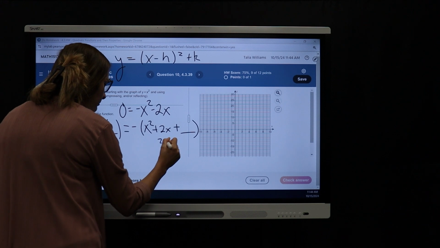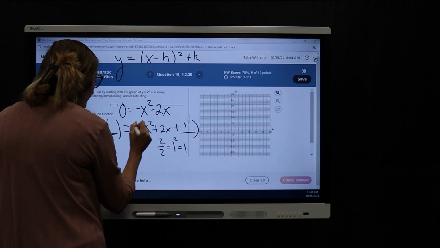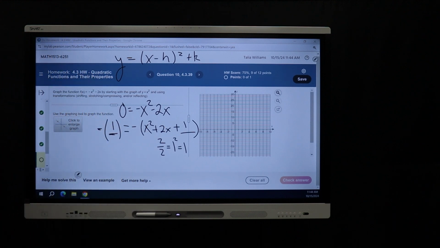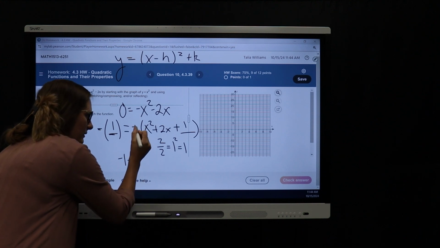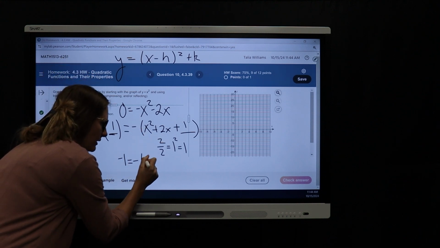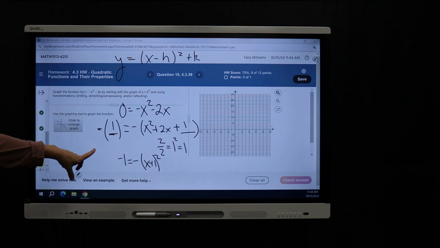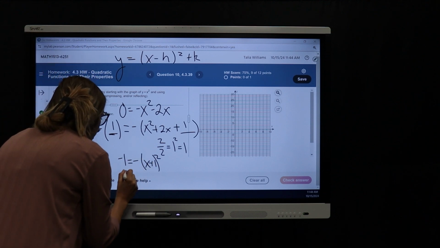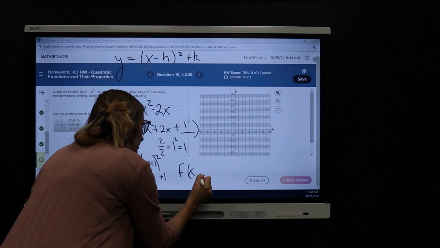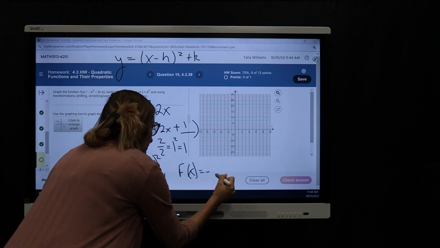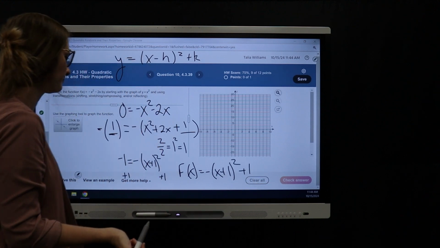So we're going to do our 2 divided by 2, which gives us 1 squared, which is 1. Then we'll rewrite this. So now I have -1 equals negative, because that doesn't go away, my two things that are squared, x plus 1 squared. Now when I move this -1 over, I add it. So our final function, -(x plus 1) squared plus 1.